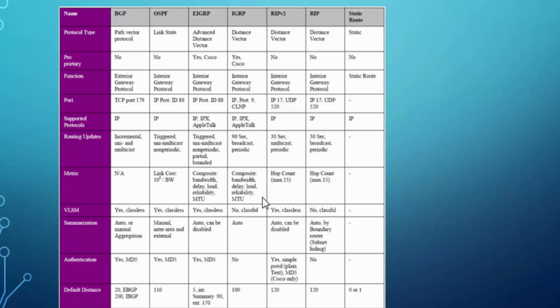You don't have to memorize that. RIP hop count is a maximum of 15, as we said. VLSM is basically subnetting, and BGP is classless, and the only one that is not classless, as we mentioned before, is RIP. Summarization, what happens with each one of them, and you can see over here a small difference, and the authentication they can use, and the default distances: 110, 100, 120, 120.